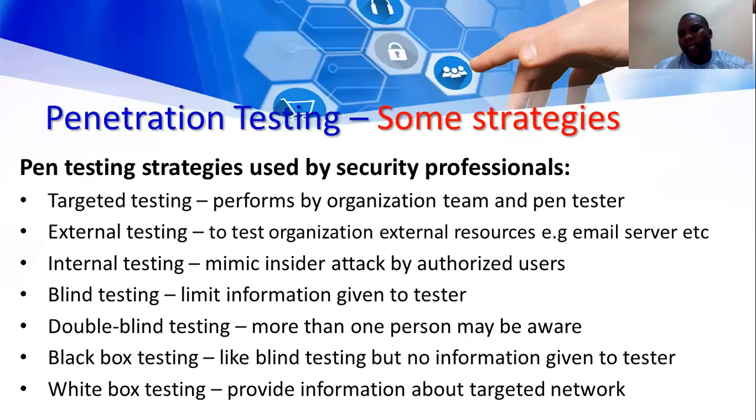Then we have double blind testing, whereby two or more people in that organization know about this testing. In fact, they can go beyond that. So this is called double blind, that is, more than one person may be aware of this kind of pen testing.